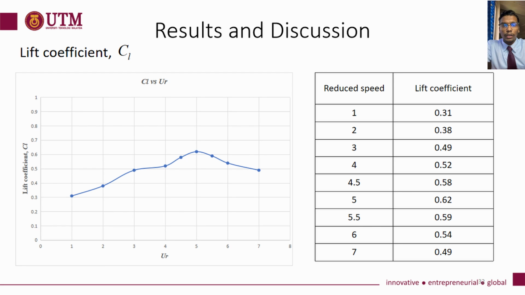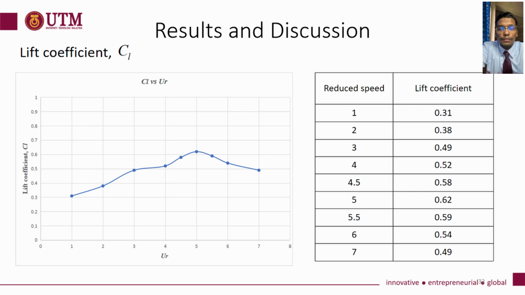Finally, we can take a look at the values of lift coefficient obtained from this study. The plot of lift coefficient against reduced speed was done. Here we can see the trend of the lift coefficient against the reduced speed. The lift coefficient increases gradually from reduced speed equals 1 and finally peaks at reduced speed equals 5, where the value is 0.62. When reduced speed is more than 5, the trend of the graph decreases with reduced speed.